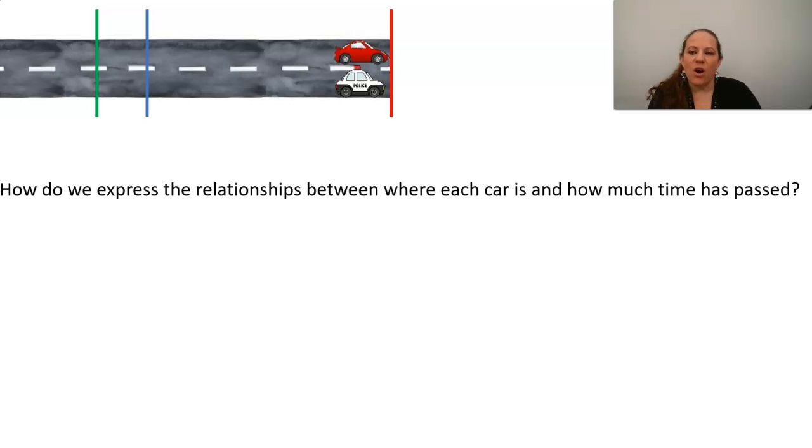So we can call this initial position where the speeder passes the patrol car x equals 0 meters, and we can also consider that a time of 0 seconds. That position where the speeder is when the patrol car starts will come into play later, but we do need to note that this happens at 3 seconds. And again, this is the speeder's position when the patrol car starts.